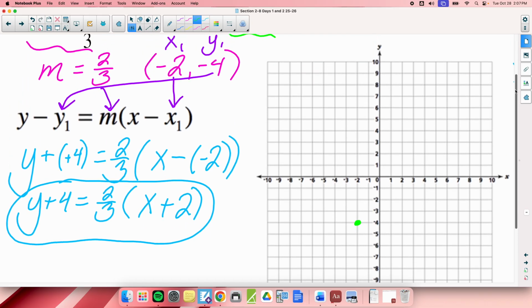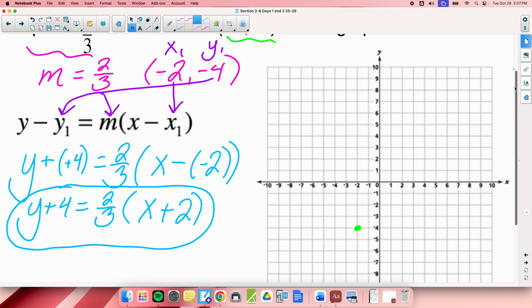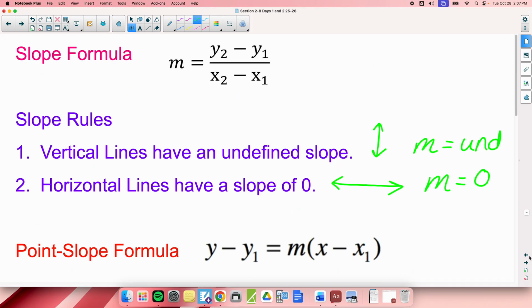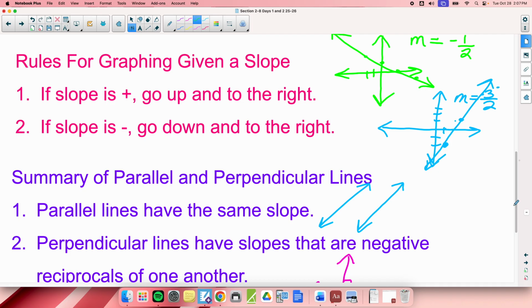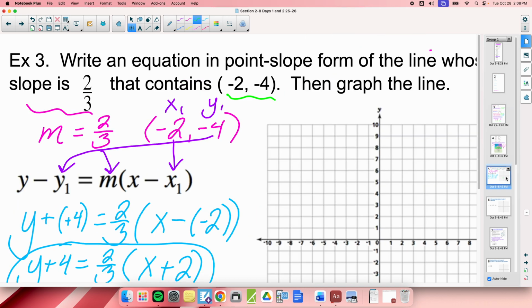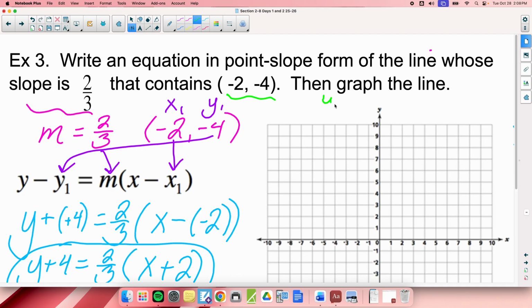And notice our slope is +2/3. Now, on your cheat sheet, you guys, you have these notes right here. And what they say is if your slope is positive, we go up and to the right. If it's negative, we go down and to the right. So I'm gonna go back to where I'm at. Mine's +2/3. So that means I go up 2, right 3.